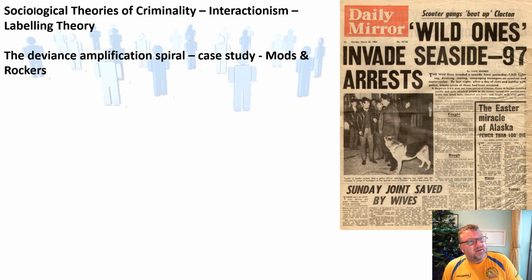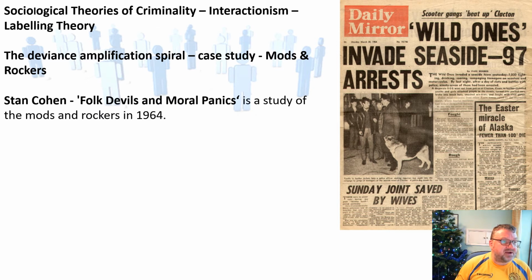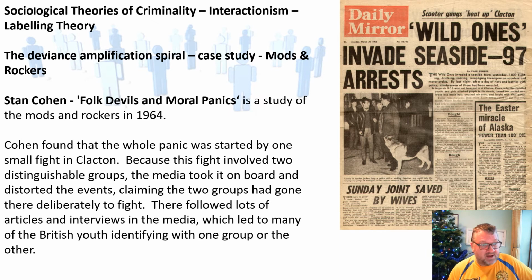So if we want to have a look at the deviance amplification spiral, we can look at a case study of the mods and rockers in the 1960s. And this is mentioned also in Unit 1. So Stan Cohen, Folk Devils and Moral Panics was his work. It was a study of the mods and rockers in 1964. And this panic where wild ones invade seaside, 97 arrest. This is from the original alleged incident in Clacton in 64.